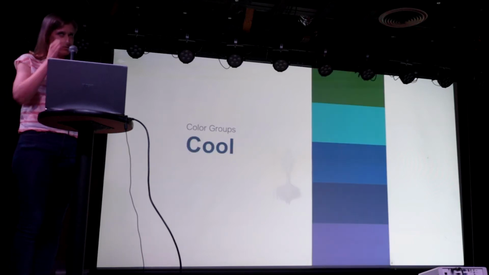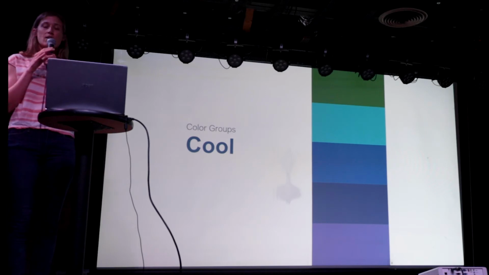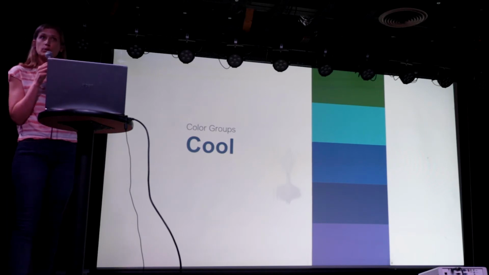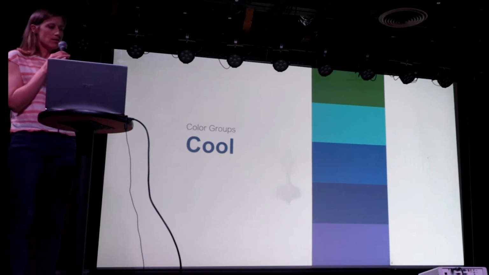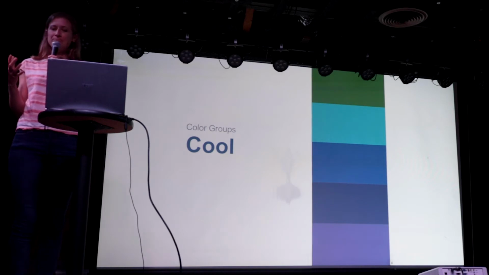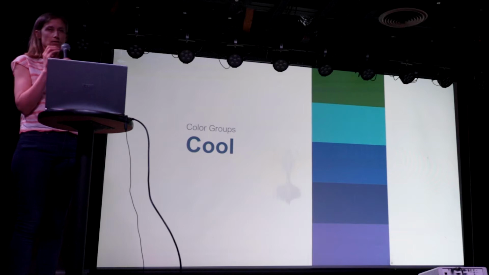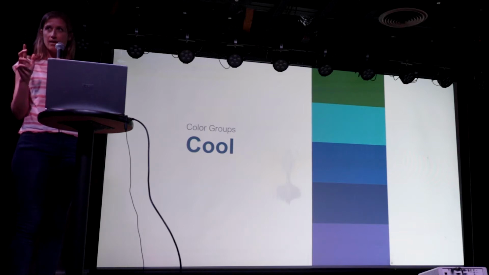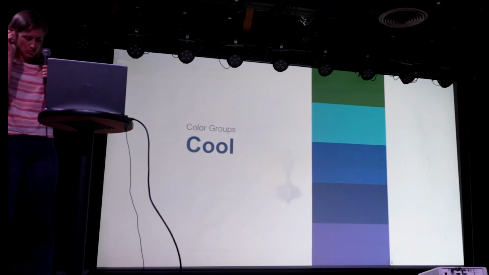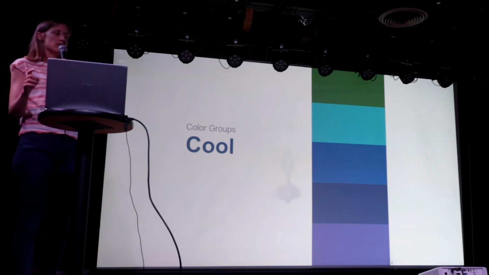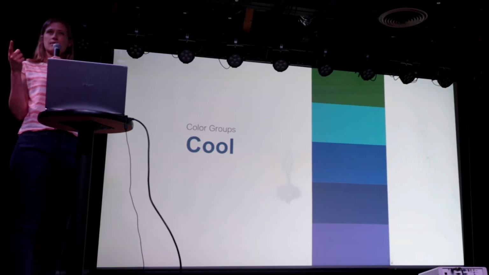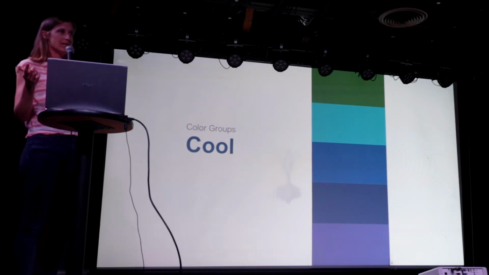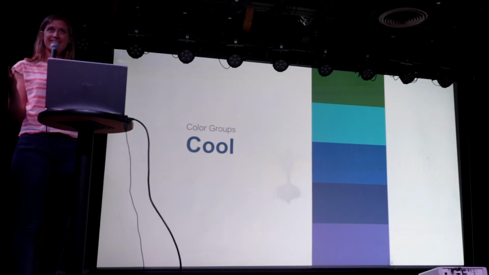Then, the next color group we have is cool colors. These are going to be your purples, your blues, and your greens. Cool colors are often thought to be calm and soothing, and brands use these colors to convey that they're trustworthy. So if you think about the types of brands that use cool colors, you're going to see a lot of places like banks and insurance companies and Facebook.